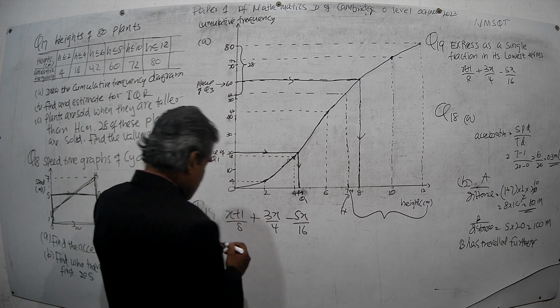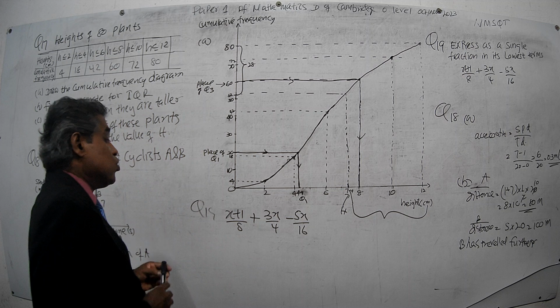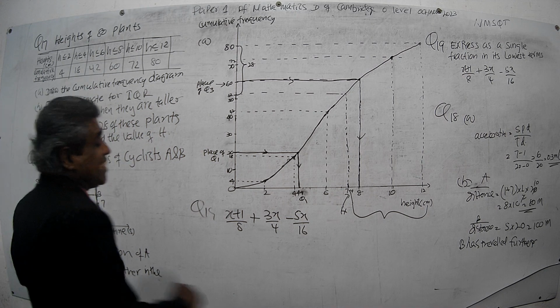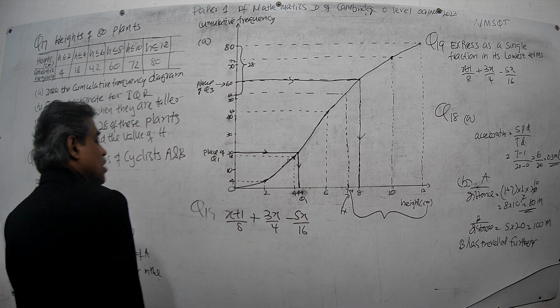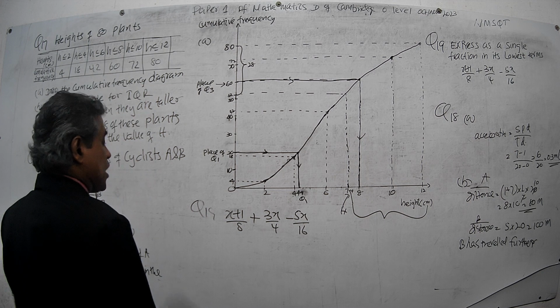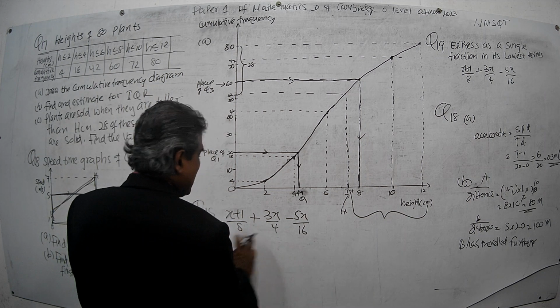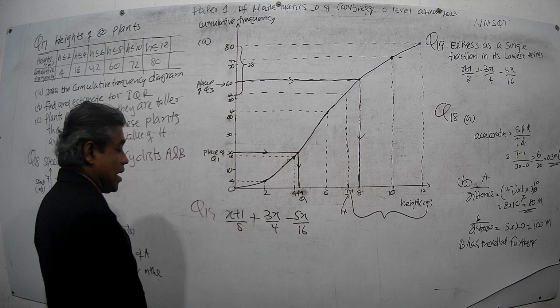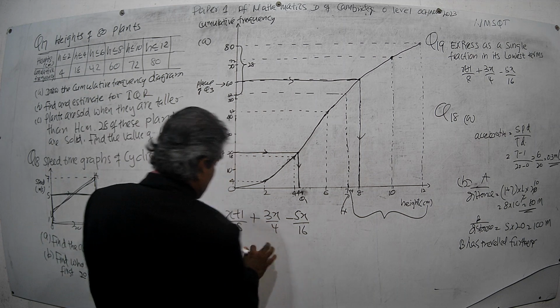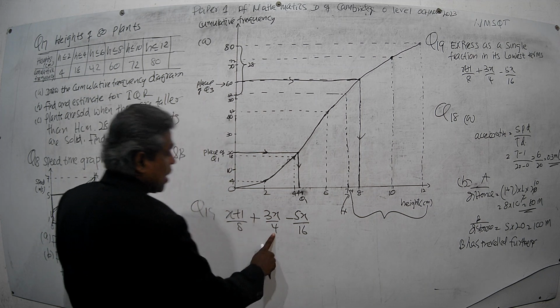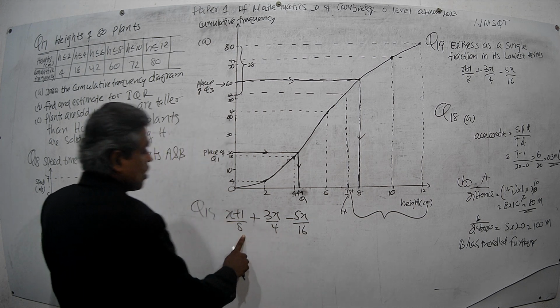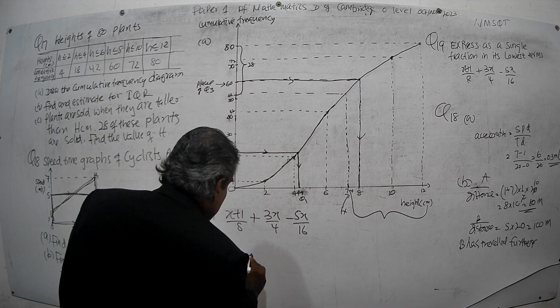When you add and subtract fractions, you have to look at whether the denominators are equal. If the denominators are not equal, you have to find the common denominator. In this case, the denominators are different. Therefore, you have to find the common denominator. Here, the common denominator is obvious. This 16 can be divided by 4, and 16 also can be divided by 8. Therefore, 16 is the common denominator.